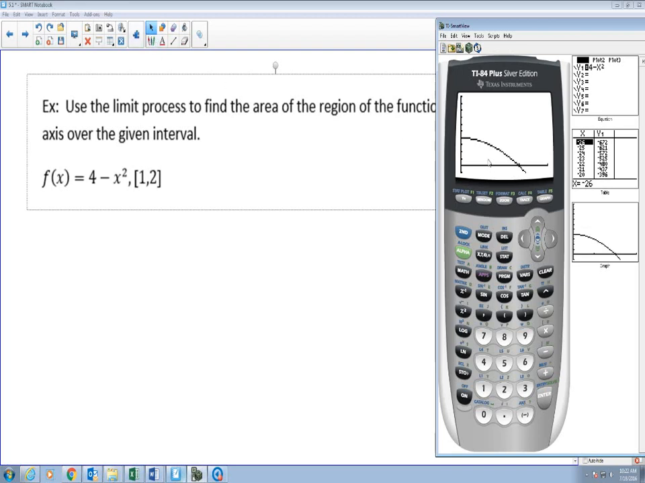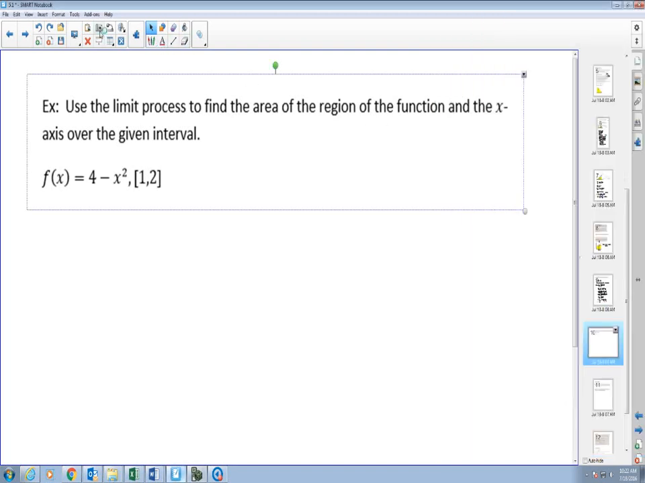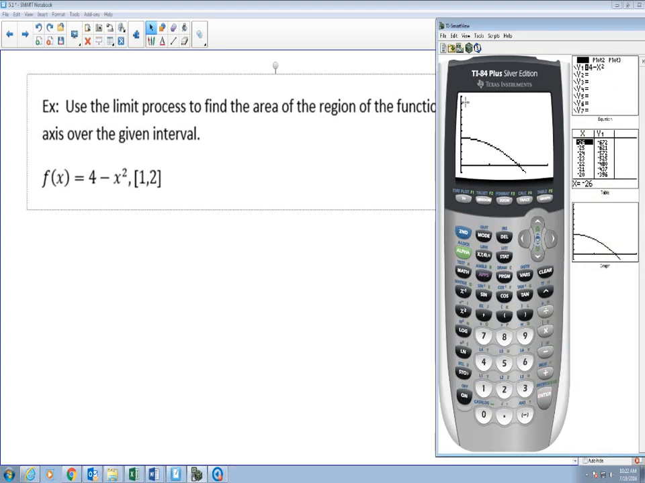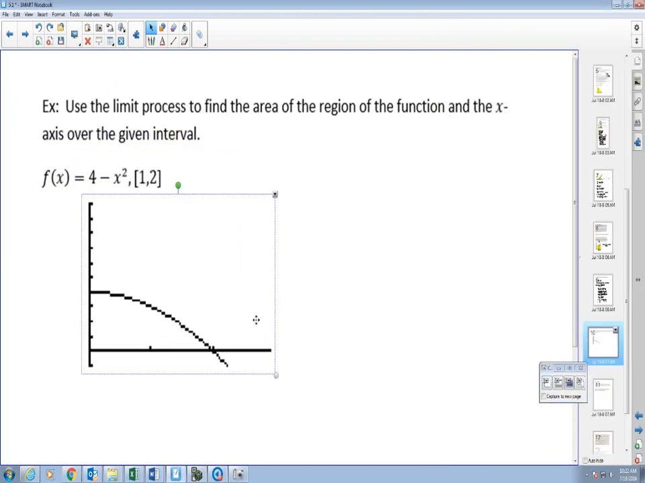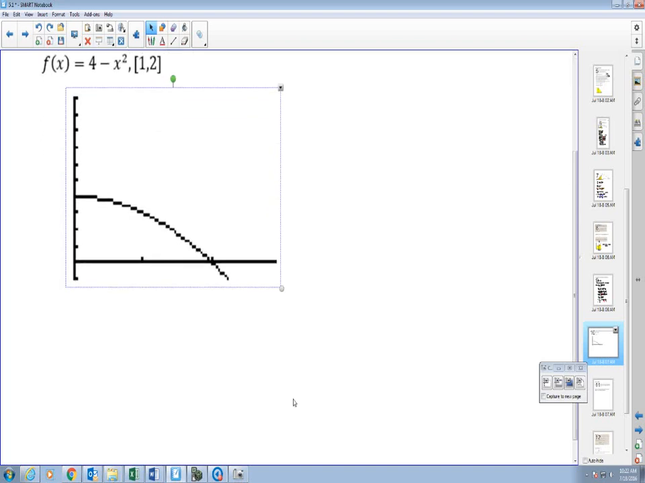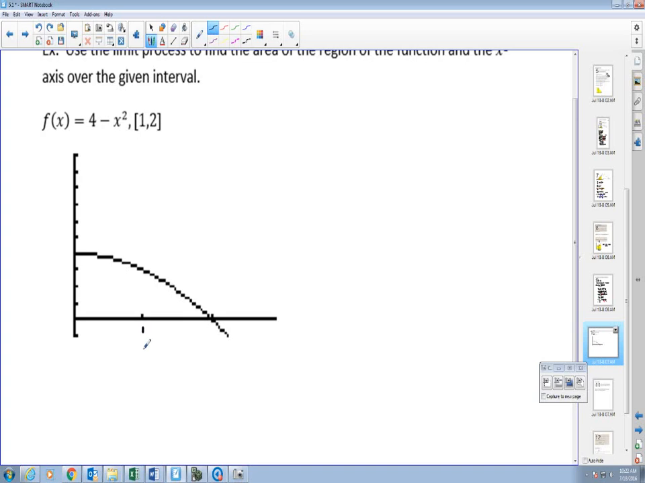Alright, so I'm going from 0 to 2. I'm set up as from 0 to 3. So somewhere in this picture, let's say 1 is here, 2 is here. I'm going to pick an interval or a rectangle here. Let's say here is my rectangle. Alright, so I'm going to pick a right endpoint.